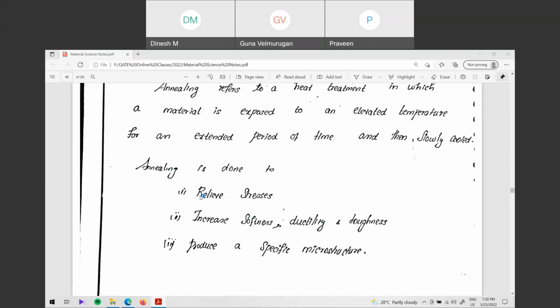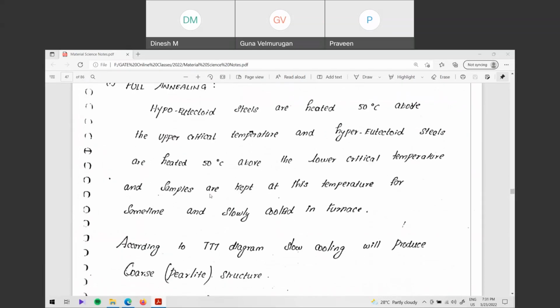So annealing will mainly do relieving stress, then it increases the softness because of the slow cooling. It will increase the softness because the temperature gradients are very less. Because of that, coarser grain structures are formed. Because of coarser grain structures, the material is softer. Okay, and then we have full annealing, all the things you forget.